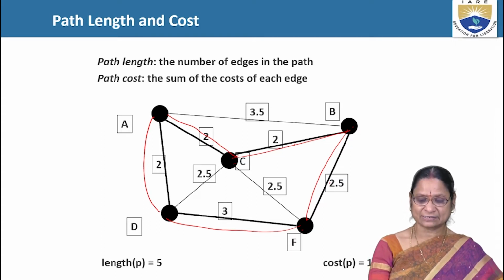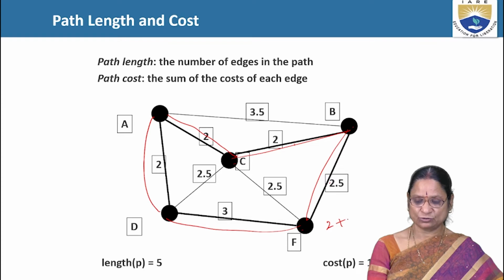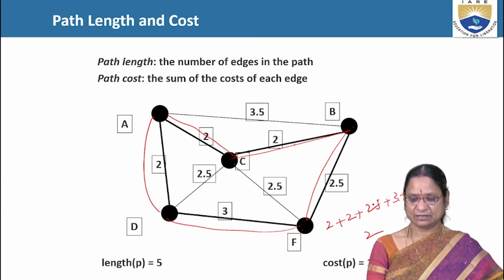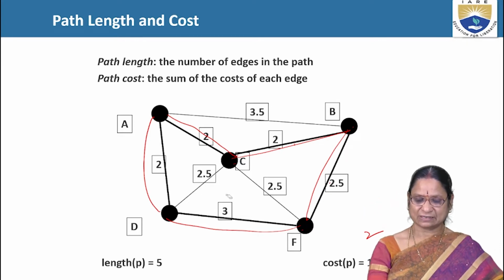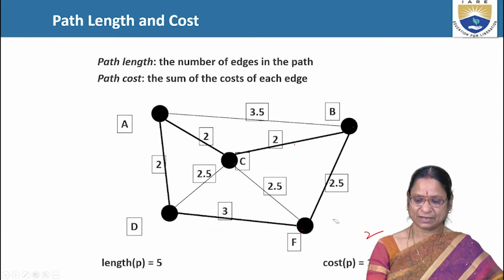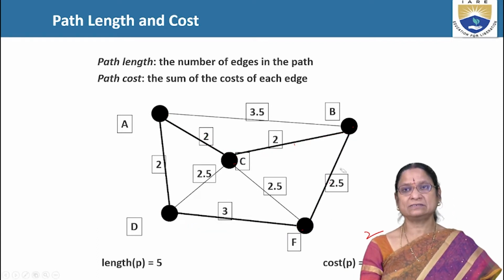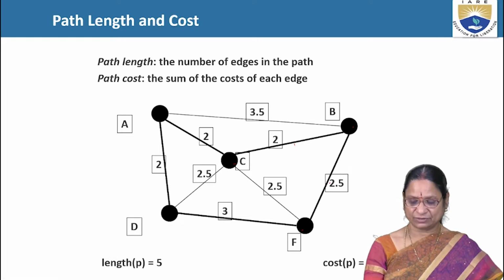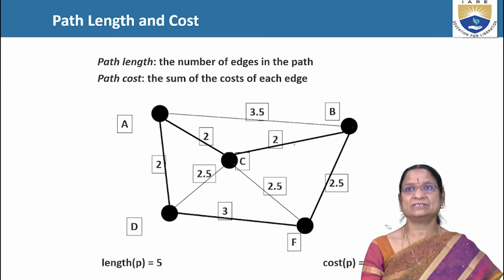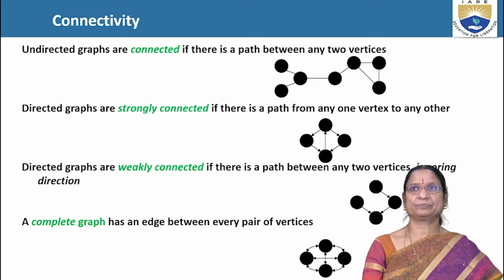For the cost here, we can consider 2 plus 2.5 for the third edge, the fourth edge is 3, and the fifth edge is 2. So 6, 7, 8, 11.5. The respective edges are considered. So path length and path cost: cost is the sum of the weights of the respective edges, and length is the number of edges included in that particular path.